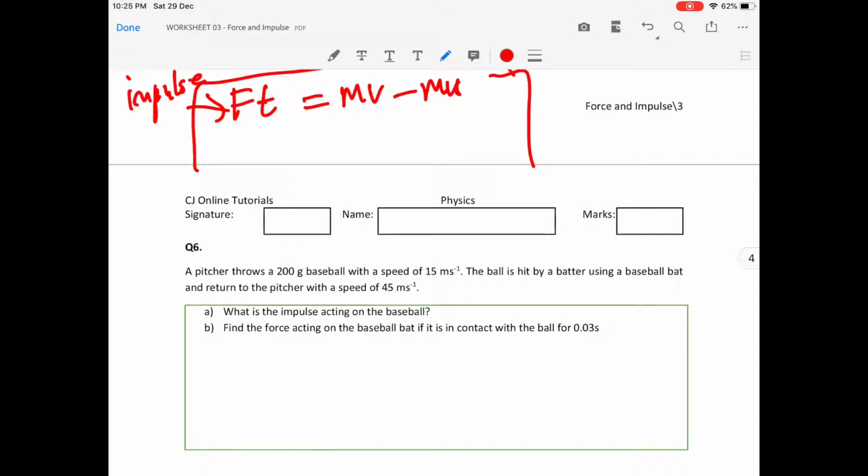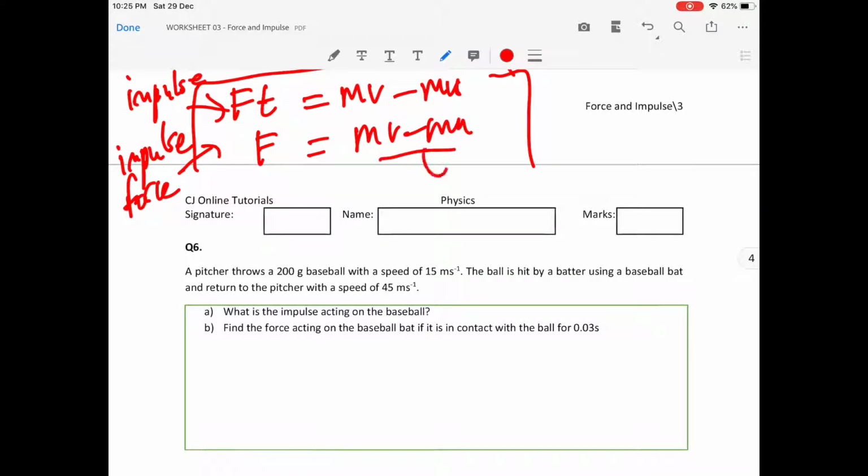This is where things get confusing. If you look at most exercise books, notebooks, and revision books, they say there's something called impulsive force. It's not impulse, it's impulsive force. The equation is very simple. It's the same equation as impulse, you just move the t down: mv minus mu over t. So impulsive force is the rate of change of momentum. Impulse is the change of momentum.